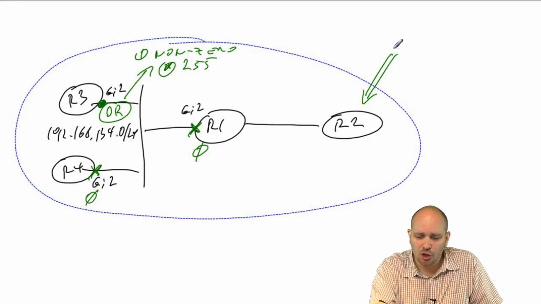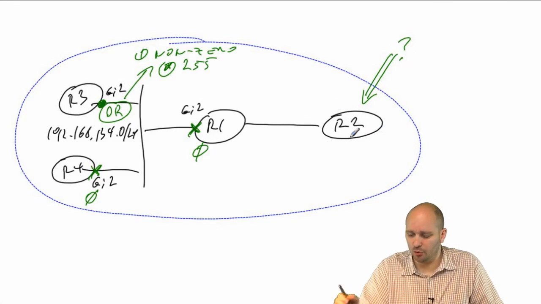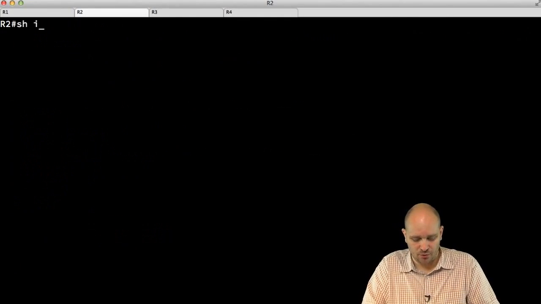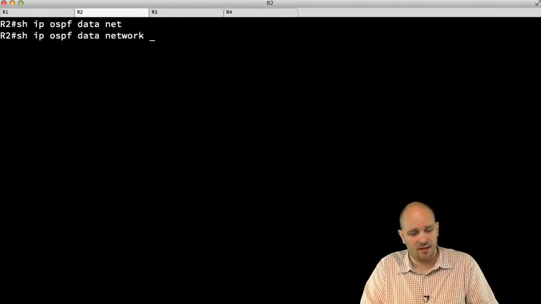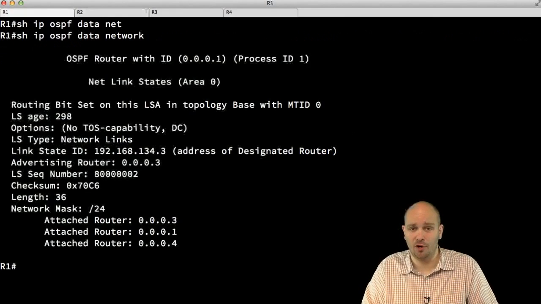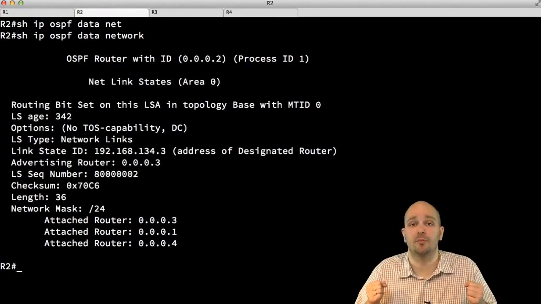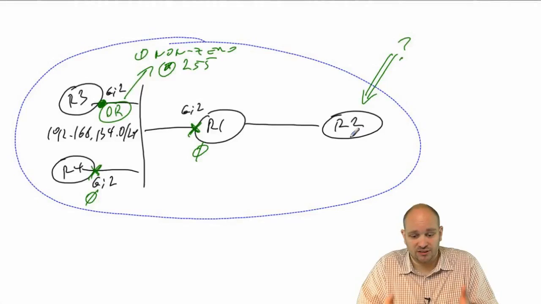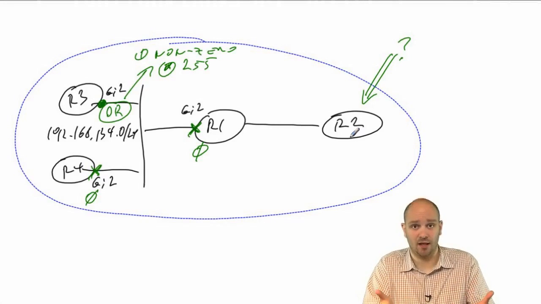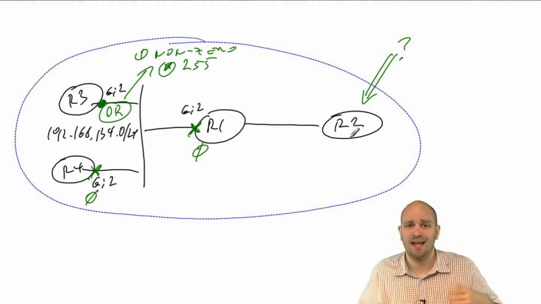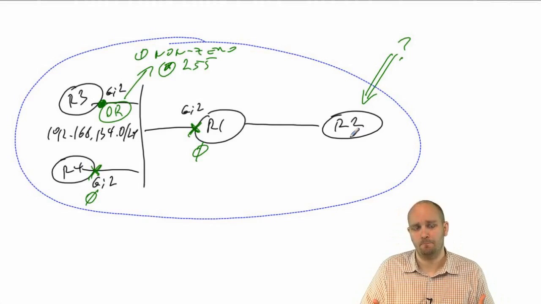So what does R2 see about all this? This is what I see on R1. Let's take a look at R2. If I do show IP OSPF database network, take a look at this. Now I'm on R1, now I'm on R2. Exact same information. Why? Because this is still a single area. There are no multiple areas here. This is still happening in the single area.